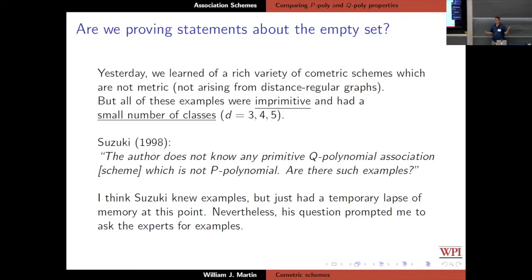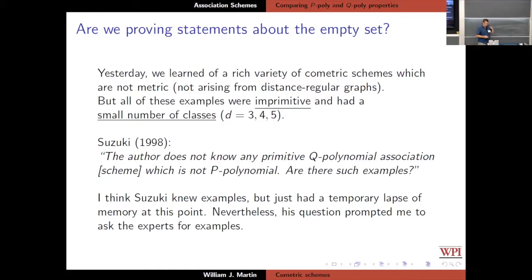The smallest example is the block scheme of the WIT design three-class scheme on 66 vertices. You can take any completely regular code. If you have a completely regular additive code, such as the Golay code or Hamming code, then you have a distance regular coset graph, and there's a dual association scheme, which is Q-polynomial and often not P-polynomial. The dual of the Hamming scheme, you just do the character theoretic dual and you get another Hamming scheme. But for the codes, you get many Q-polynomial schemes that are not P-polynomial.